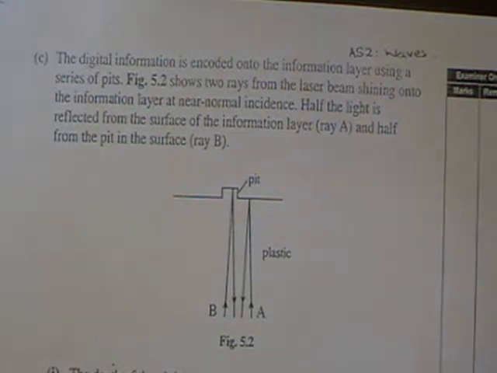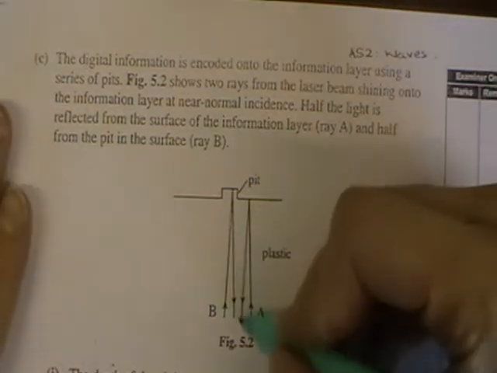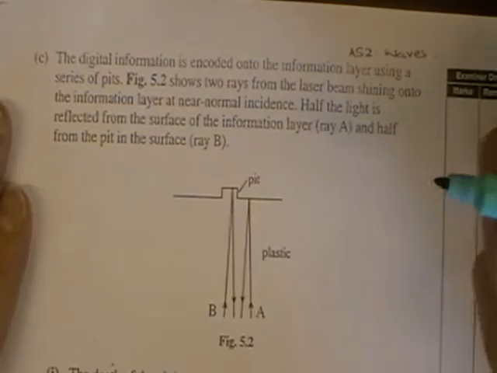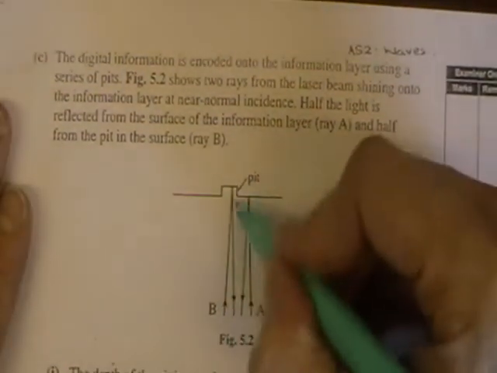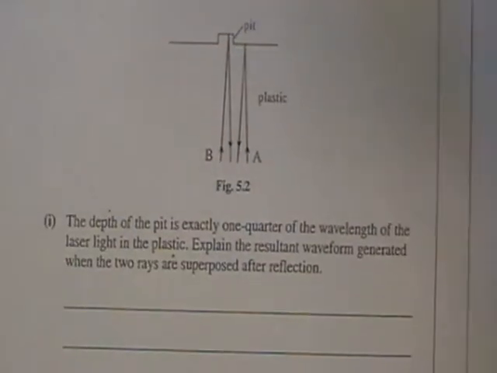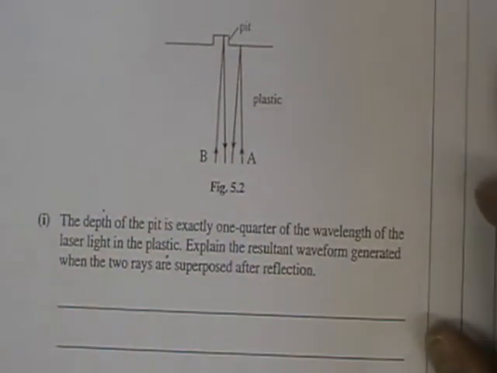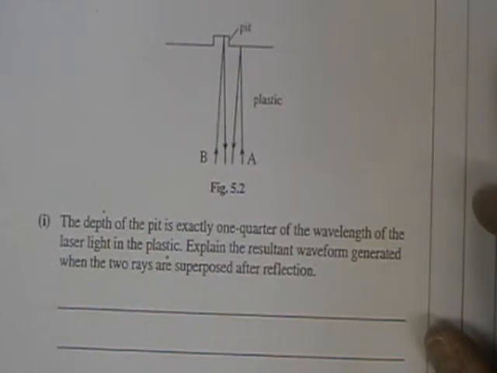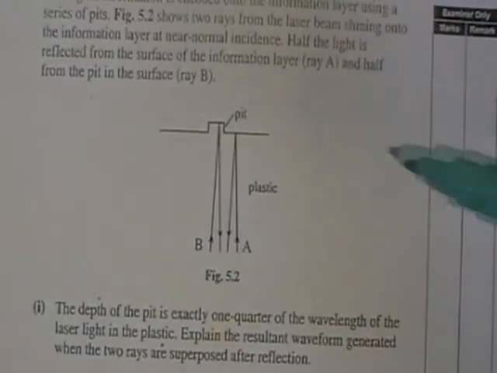Half of the light is reflected from the surface of information, which is ray A, so you can see there, and half from the pit in the surface at ray B. The depth of the pit is exactly 1/4 of the wavelength of the laser light in the plastic. Explain the resultant waveform generated when the two waves are superposed after reflection.